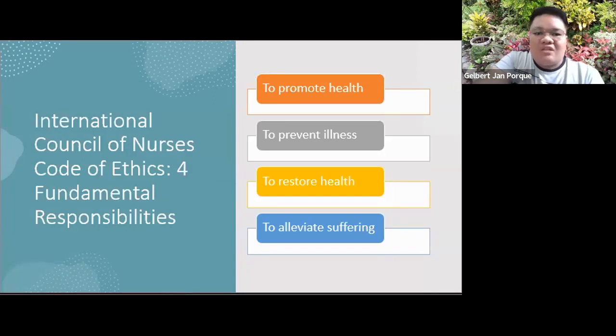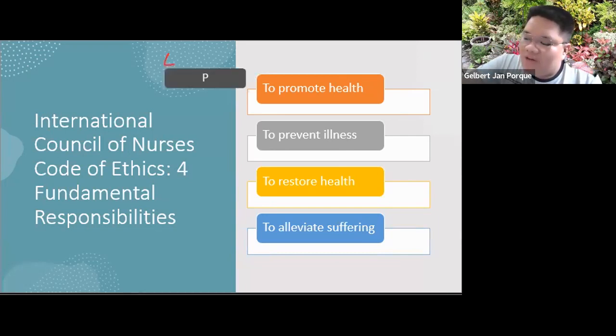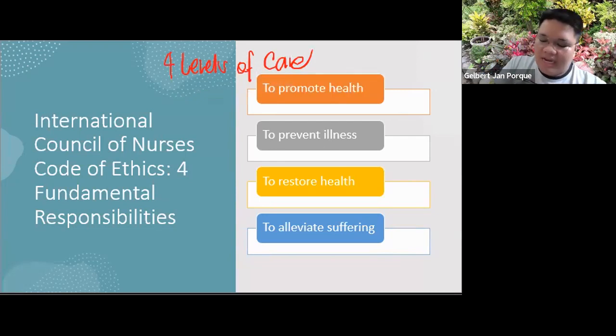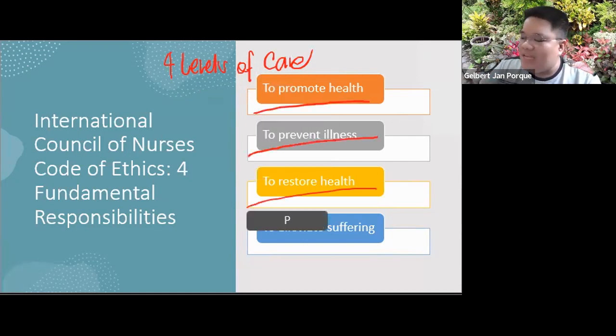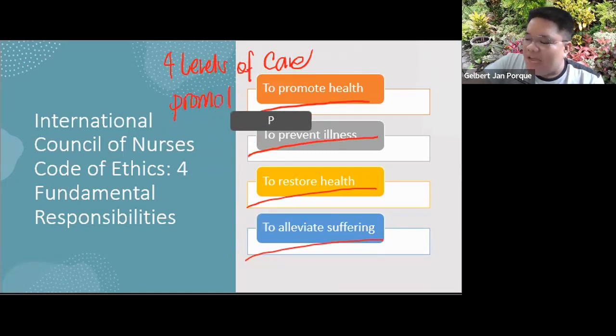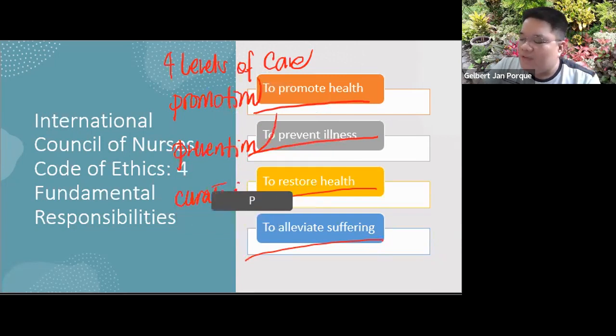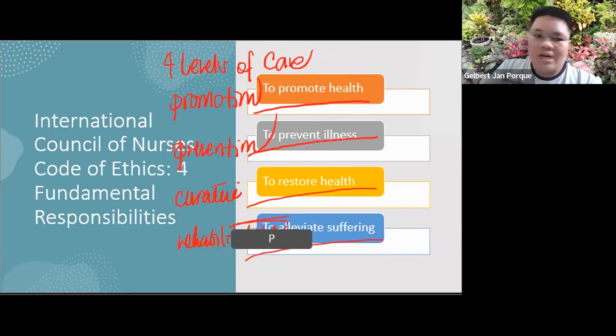Now, you have your International Council of Nurses Code of Ethics. So you have the 4 fundamental responsibilities. I'm so sorry, guys. According to the ICN, as the term implies, International Council, meaning it's the Council of Nurses across the globe. These are actually also the 4 levels of care that we commonly refer to. The 4 levels of care are promotion, prevention, curative, and then rehabilitative. Other ways of stating it: health promotion, disease prevention, curative, and then rehabilitative.